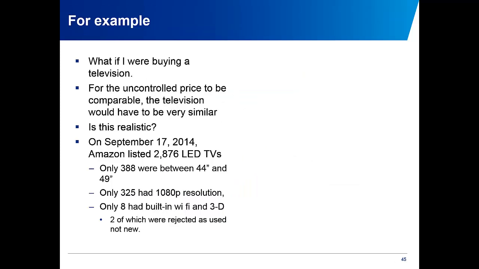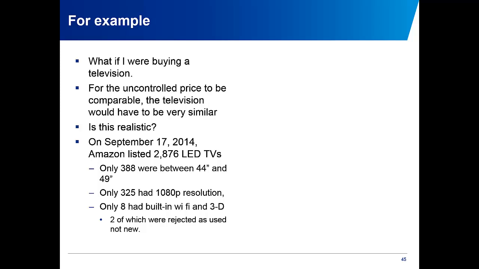For example, what if the item being sold were a television? Now, for the uncontrolled price to be comparable, the TV would have to be very similar. Can we find similar TVs? Well, let's just as an example here ask the question, could we find a similar TV to a 46-inch LED TV with built-in Wi-Fi and 3D with 1080p resolution?